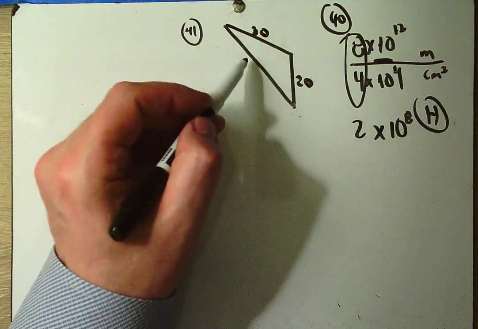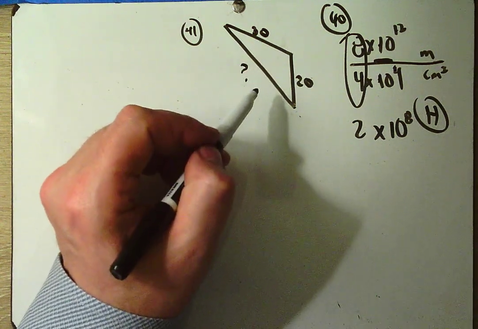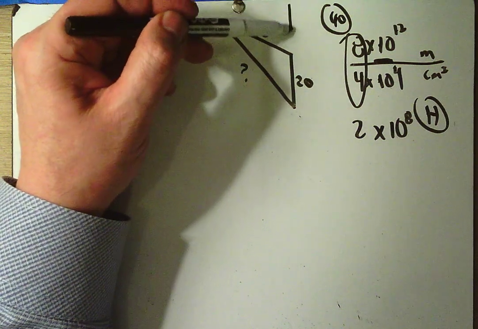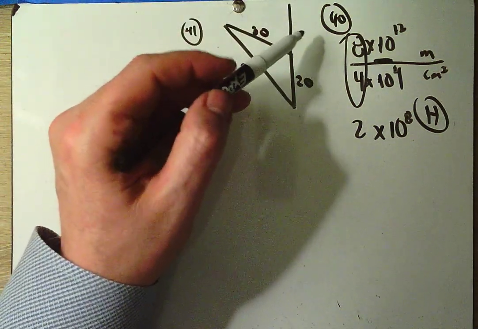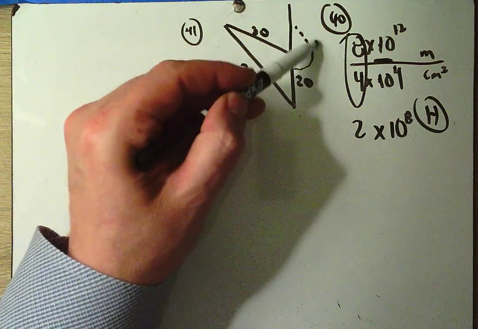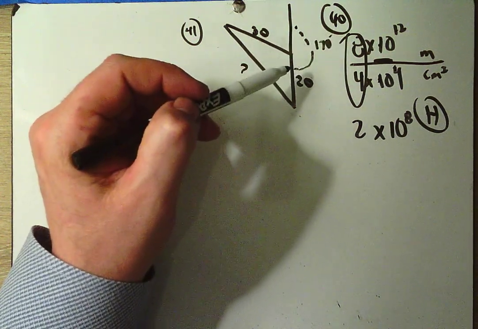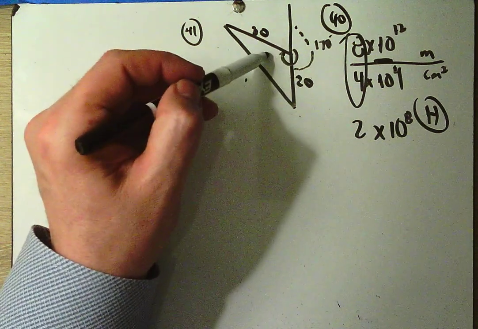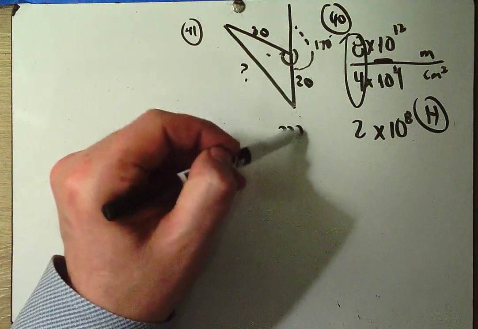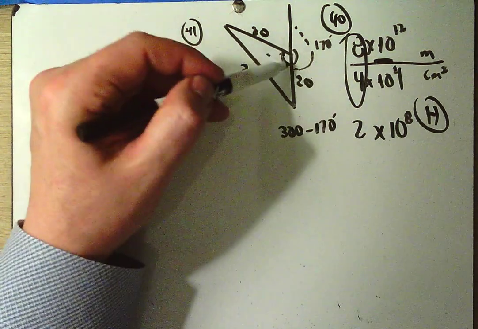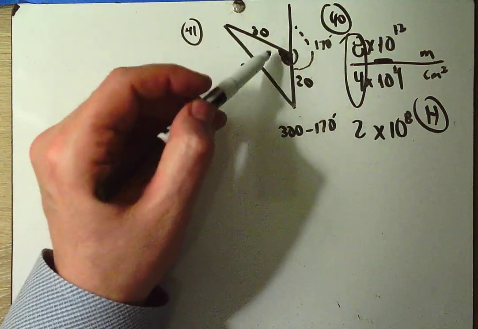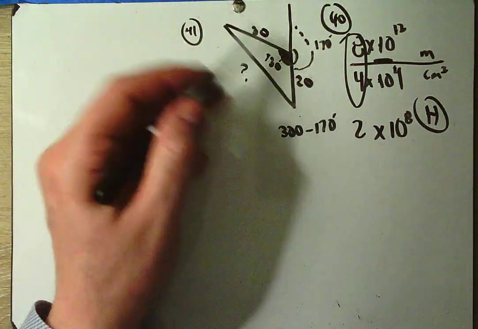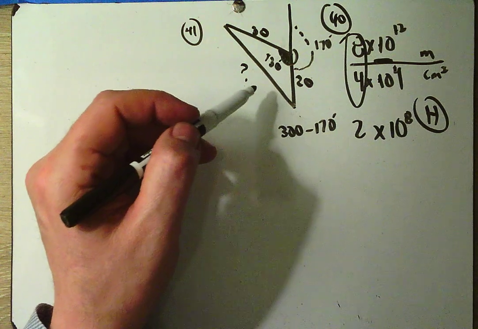This is 30, and I'm looking for this. Now, they tell me that this angle here is 170 degrees. And they tell me that this angle here is 300 degrees. So 300 minus 170 tells me that this angle inside the triangle is 130 degrees. And now I have the information that I need to use the law of cosines.